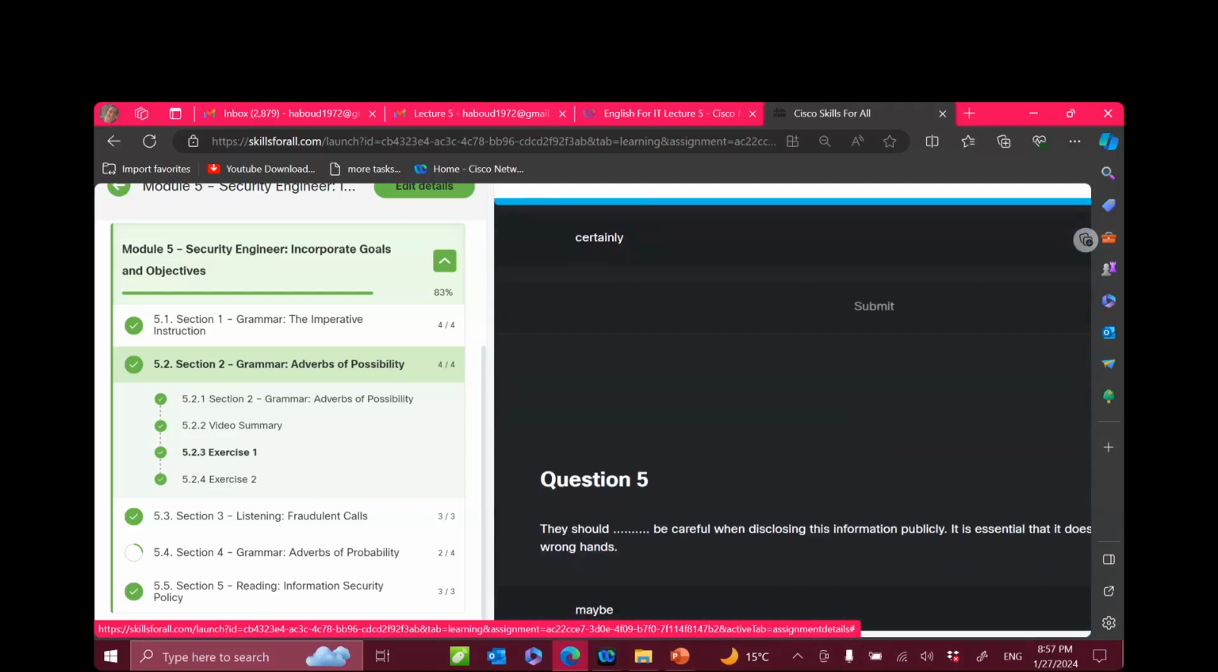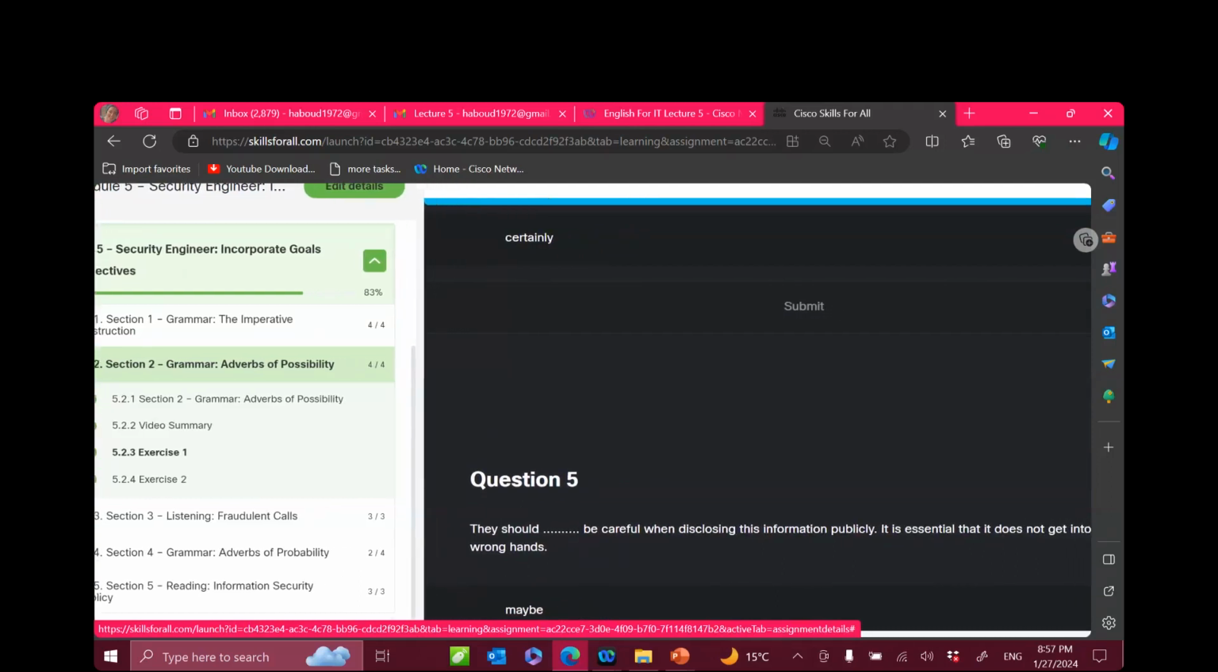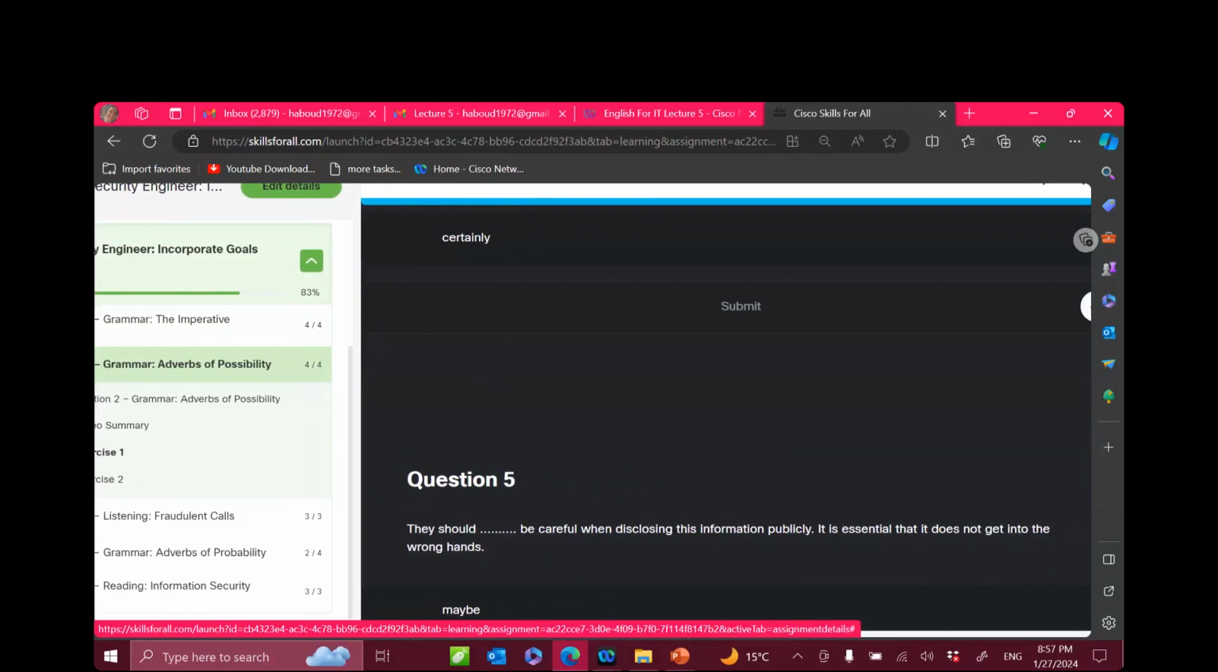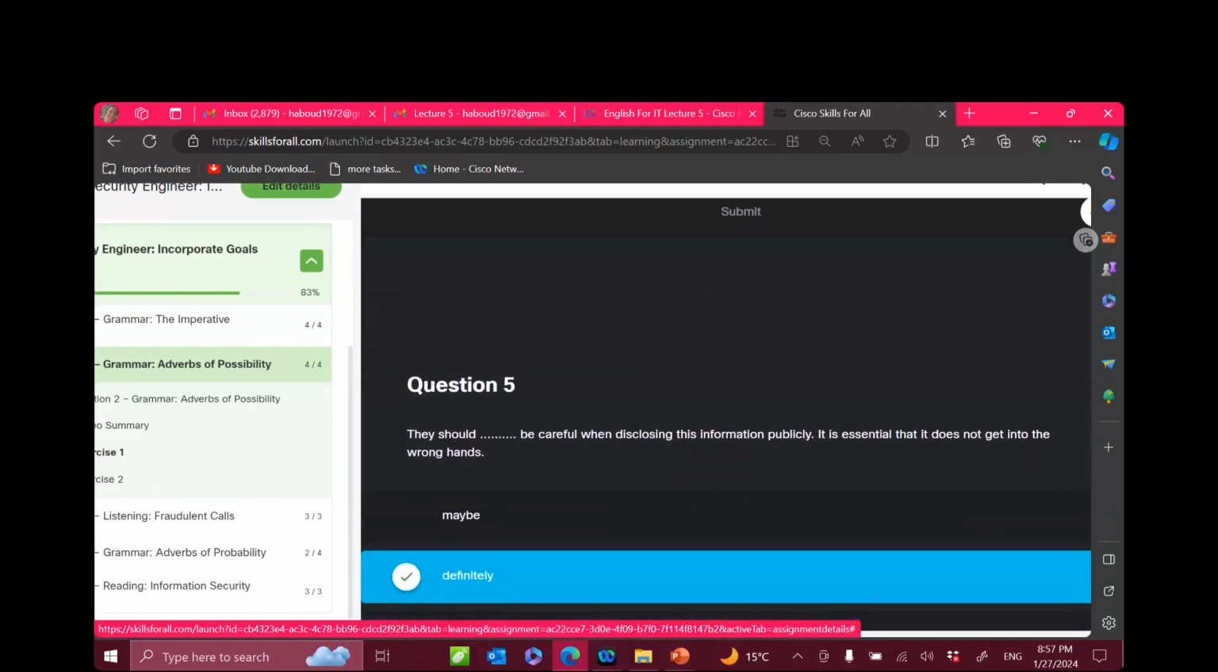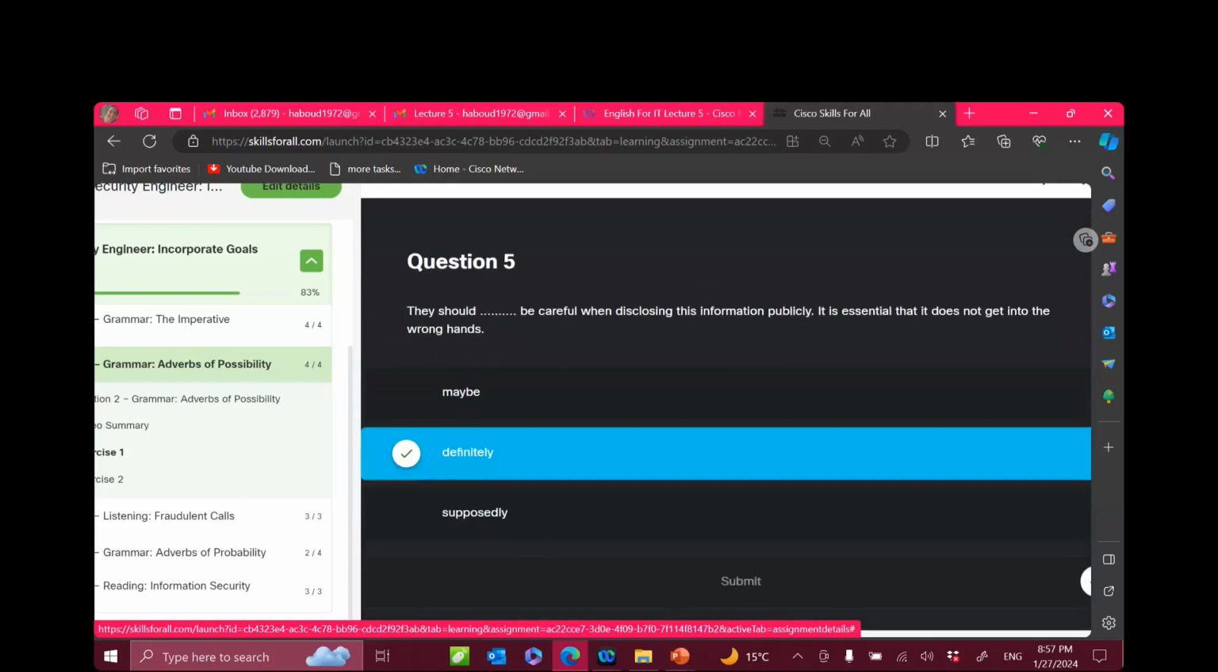Okay, question 5. They should be careful when disclosing this information. لما يكشف information policy دي, it's essential that it doesn't get into the wrong hands. طبعا يبقى they should definitely be careful. Definitely بالتأكيد. قطعا لازم يبقوا متأكدين جدا لما يخلوا الموضوع ده disclosing this information publicly للpublic.